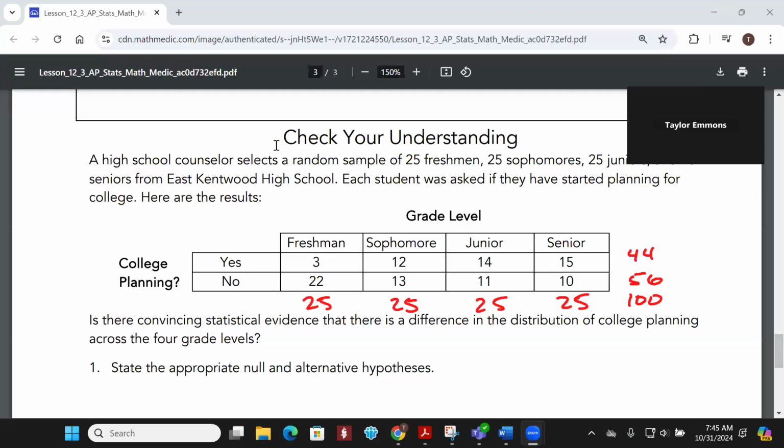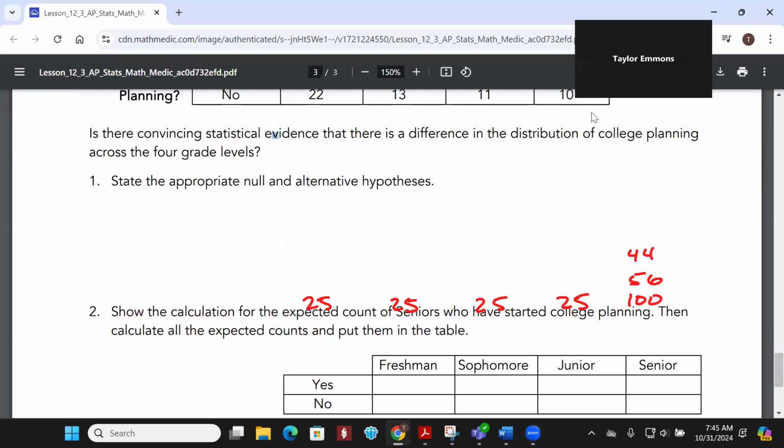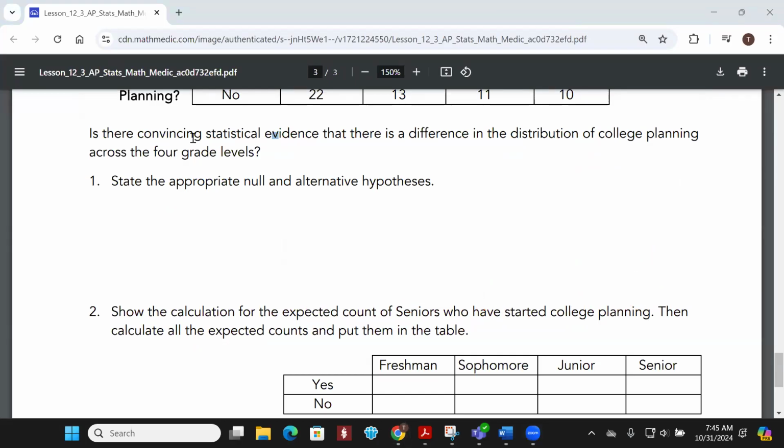Is there convincing statistical evidence that there is a difference in the distribution of college planning across the 4 grade levels? If you ever get this question, this is where you start doing the choose procedure. All 4. Okay, so the null hypothesis.